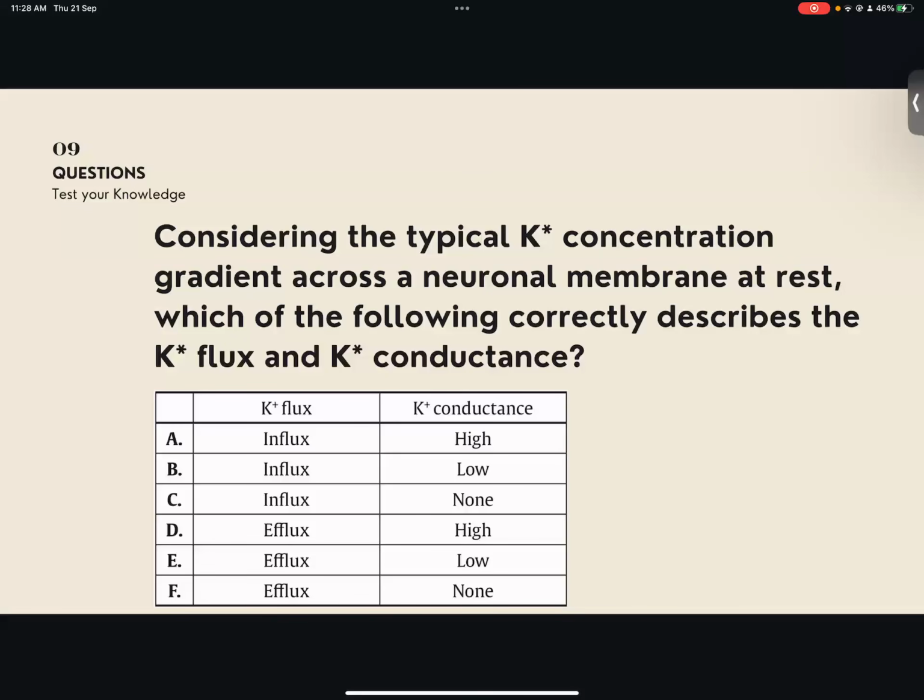Now, do you guys remember what I said about P's? P's are always moving out, salt is always moving in. So potassium flux at rest is always an efflux. Okay, it's always moving out. So the answer is D, efflux, and the conductance is high.